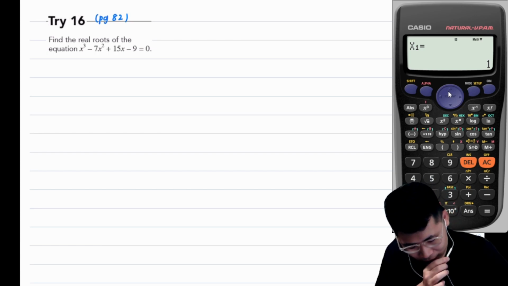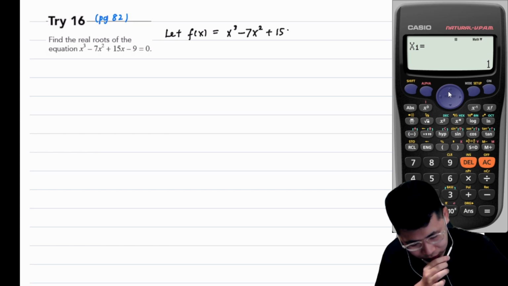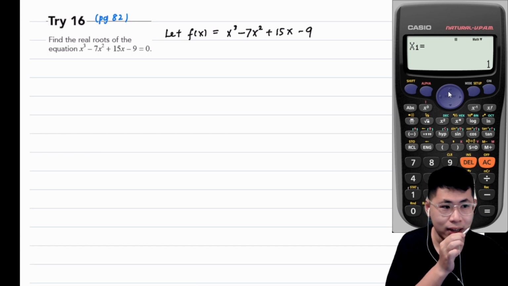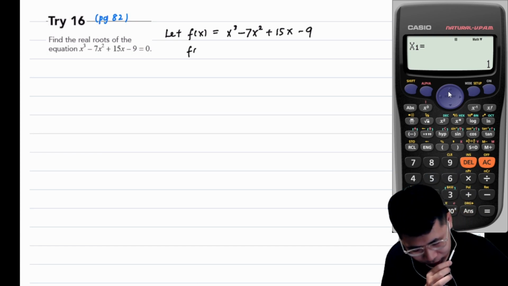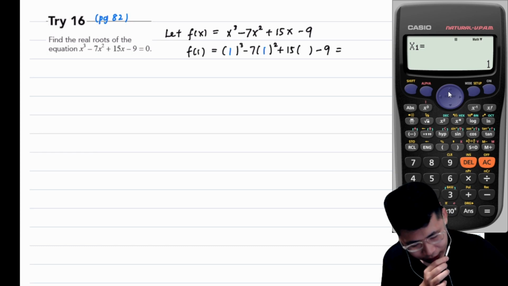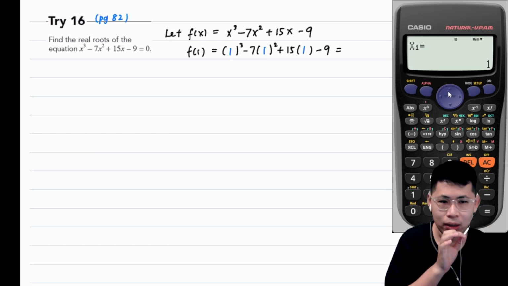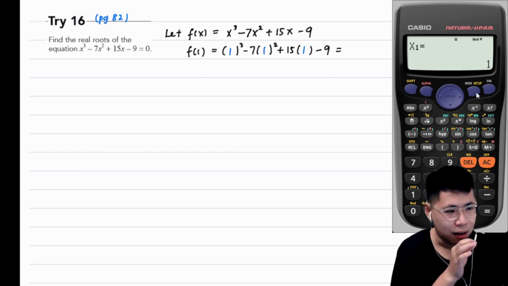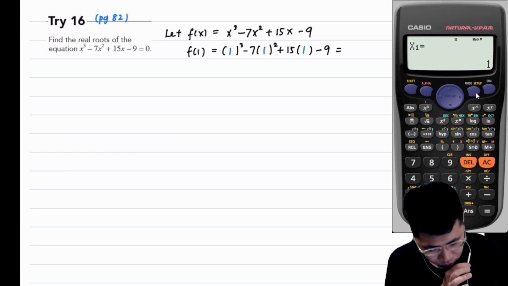Okay, so let f(x) be this polynomial, x cubed minus 7x squared plus 15x minus 9. Okay, so x1 is 1. So let me put x equals to 1. So this is going to be 1 cubed minus 7 times 1 squared plus 15 times 1 minus 9. Let me sub in the 1, and lo and behold, you can test your calculator again. You can do some calculation, but it's going to be equal to 0.